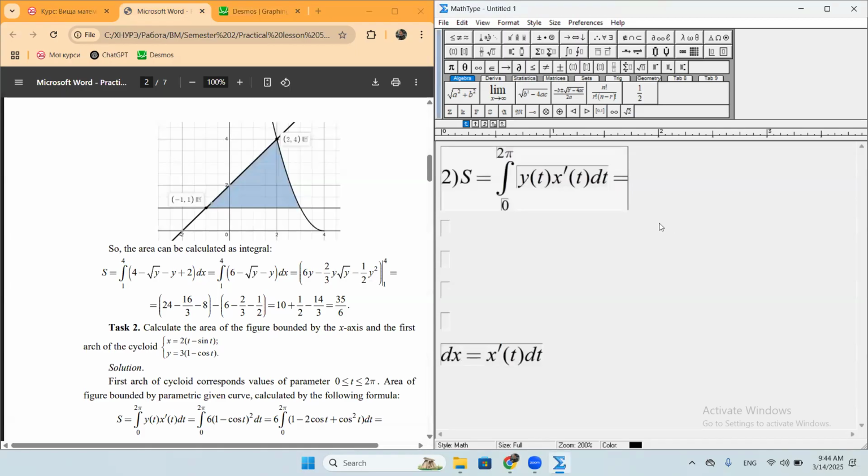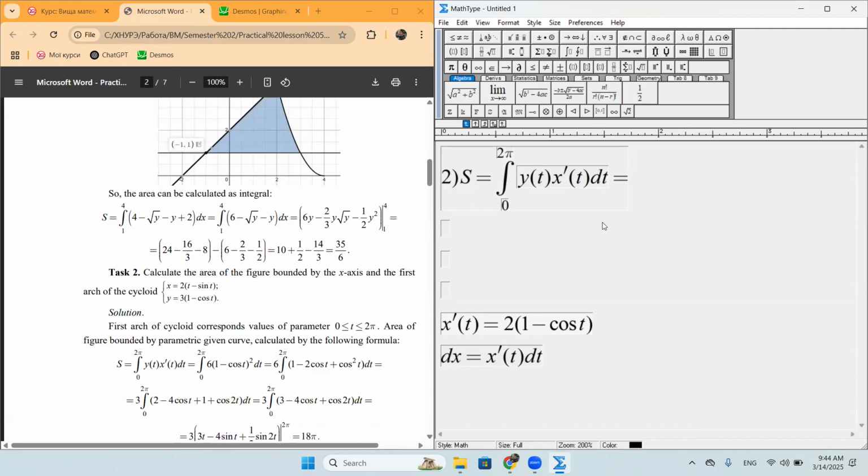Okay, so now let's calculate x prime. So it equals 2 by 1 minus cosine of t. So y by x prime from t equals 6 by (1 minus cosine of t) squared.